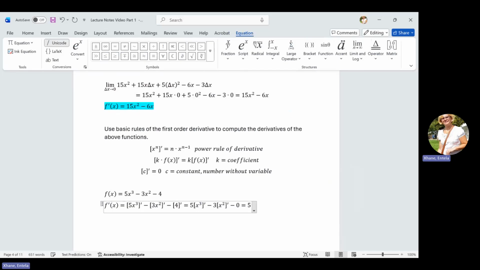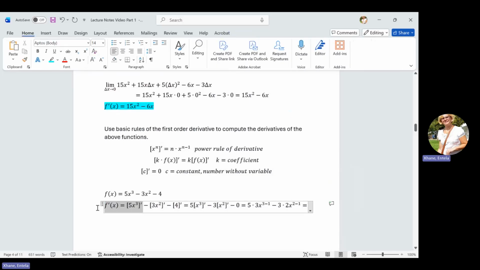So what we do, we have 5, which multiplies. Now, we are about to differentiate x to the third. So n is 3, if I look at the power rule. So that means I'm going to bring 3 in front of it. And then exponent of x becomes 3 minus 1. So you decrease the exponent by 1. Minus 3 multiply. Now derivative of x squared. So we bring 2 in front of it. And then exponent of x is going to be 2 minus 1. And then, of course, minus 0, we eliminate that.